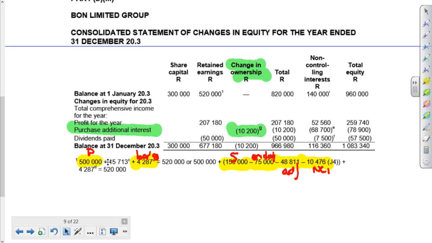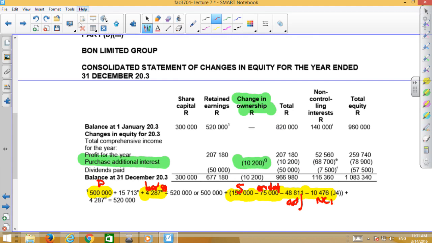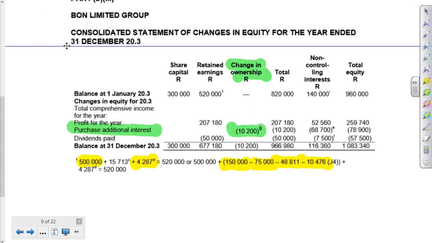The way that they've shown it always just confused me. I wanted to be able to show that a bit better. Yeah, parent, sub, on AC, bargain, since adjustment for the land, NCI's share gives me that 520, this number. Then profit for the year comes off my P&L, dividends paid comes off the balance sheet.